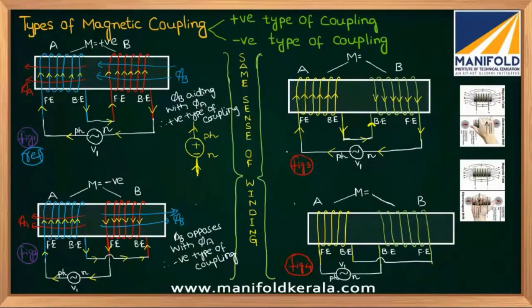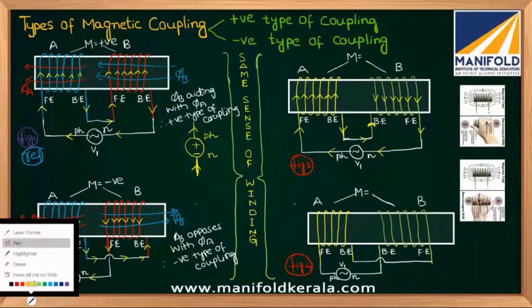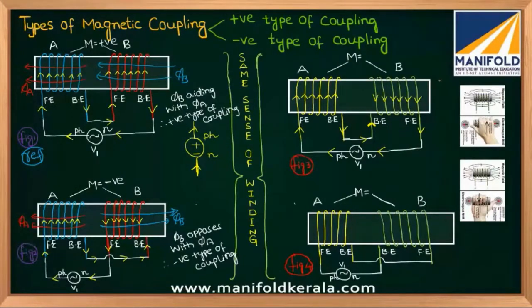Now tell me, in coil number A of your figure number 3, I have to use image number 1 or image number 2? Respond. 1, very good. 1 means if I show direction of rapid fingers in this manner, this arrow mark is nothing but this one I said. So thumb indicates direction of flux. Simply I can write pi A in this manner, pi A.